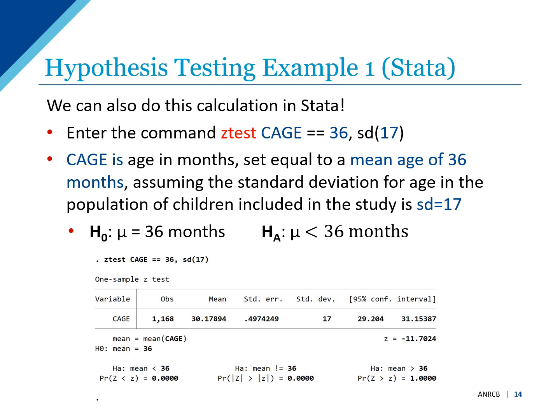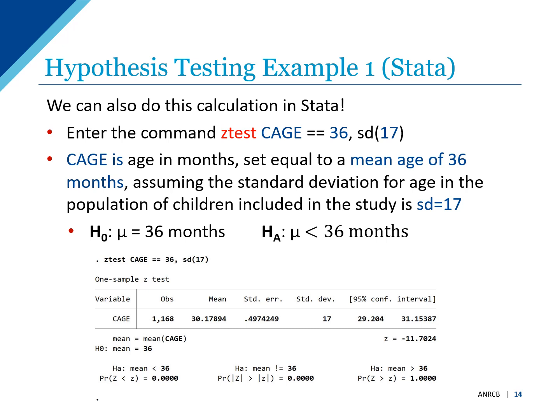So if we enter the command ztest in the command line, we then type the variable CAGE, for which we want Stata to calculate the mean, and then type the equal sign twice to indicate is equal to, and then type 36. We also type the comma and set the standard deviation, or SD, to 17 months, which was our known variance. If you do not know the variance, it will set the standard deviation to 1. We run the command and we'll get the output you see here.